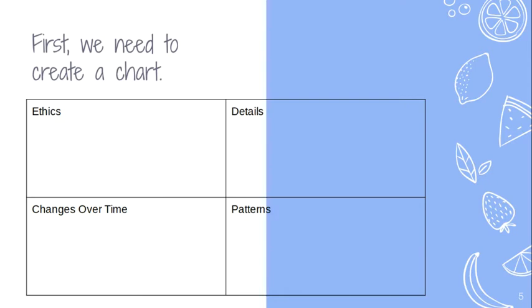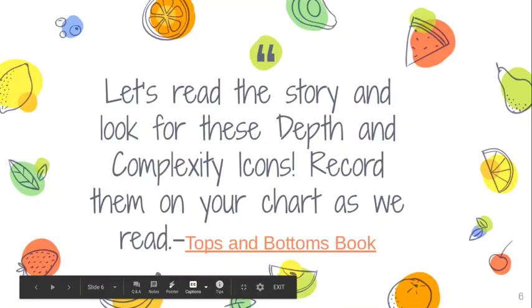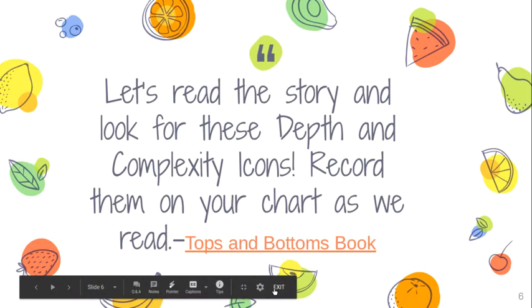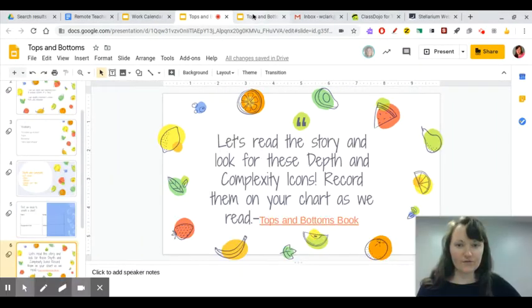So first we need to create a chart. I want you to create a 4-box chart just like I have. Now, this chart is going to be used as we are reading the story. So make sure that you have this ready before we start the story. So now let's read the story and look for these depth and complexity icons. Record them on your chart as we read. So you're going to be looking for those 4 things.